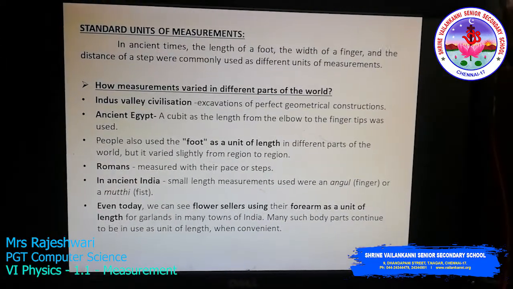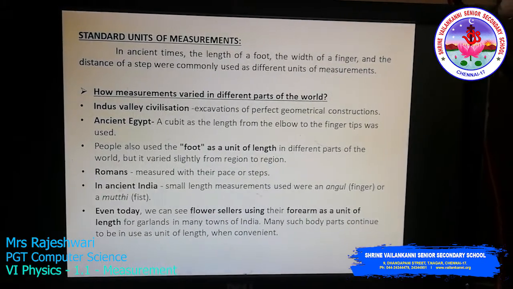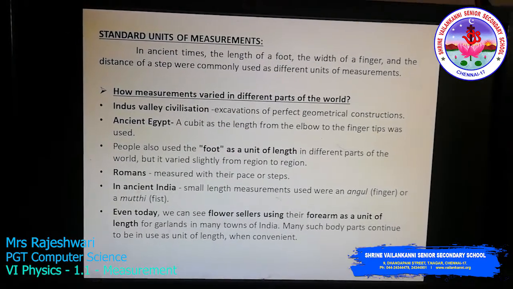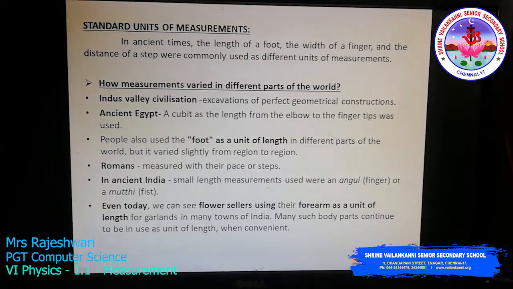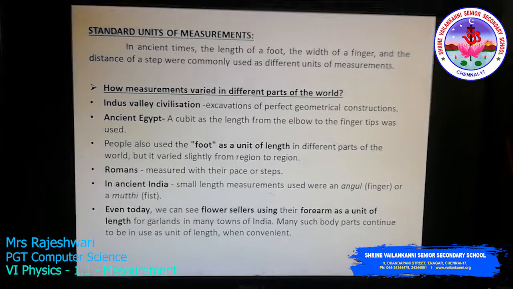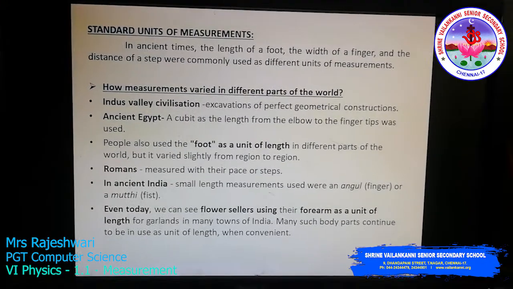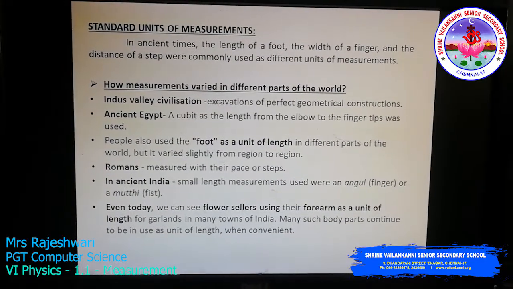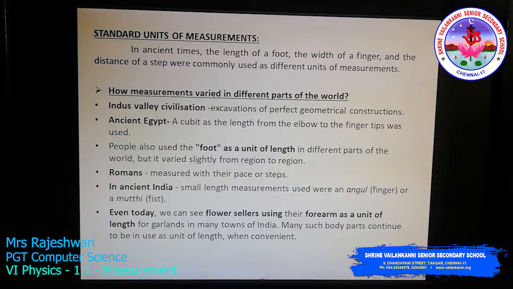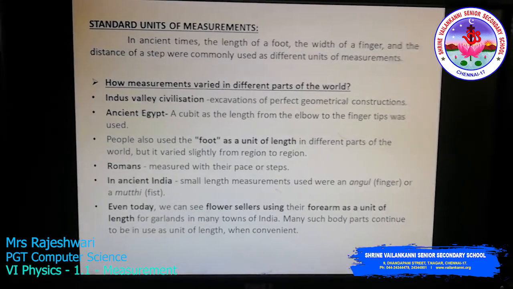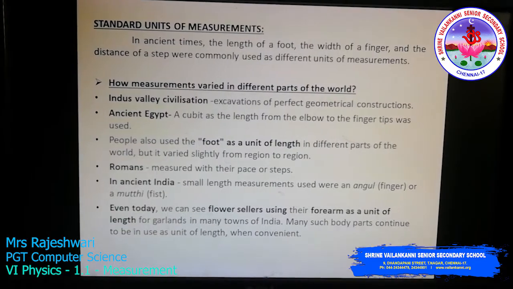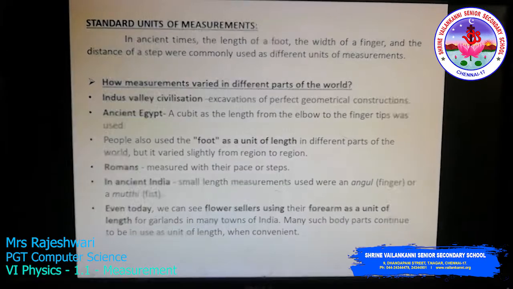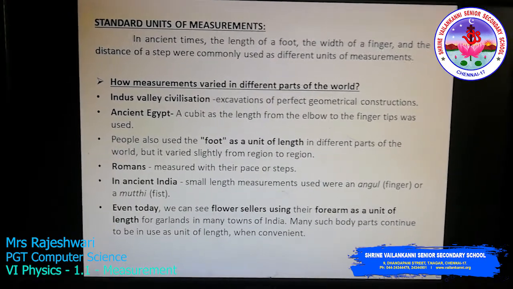So let us look at some examples of how measurements varied in different parts of the world. Throughout the world, they used different types of measurements using their body parts. If you look at the Indus Valley civilization, the excavations showed perfect geometrical constructions. In ancient Egypt, they used the length from the elbow to the fingertips as a cubit. In other regions, they used the foot as a unit of length, but this foot length will vary from one person to another. The Romans measured with their pace or steps. A single step is called a pace.